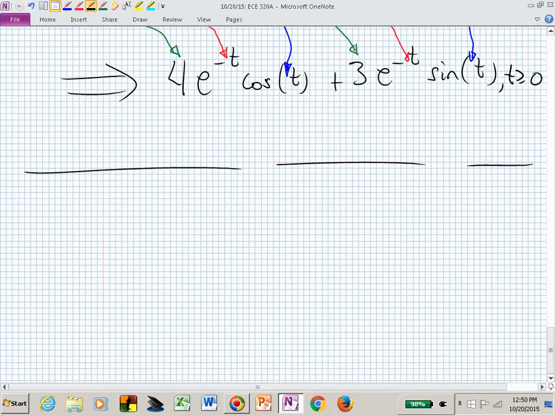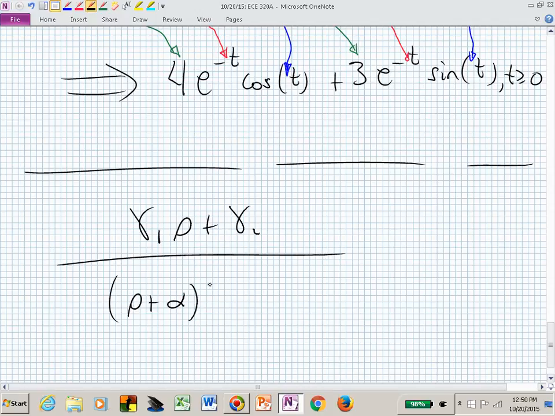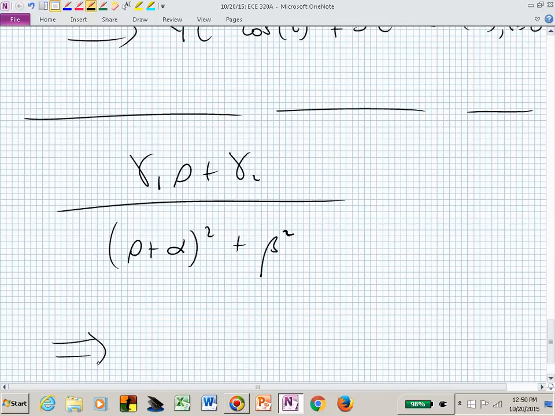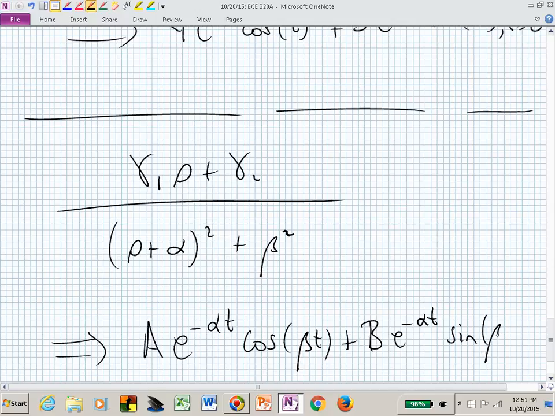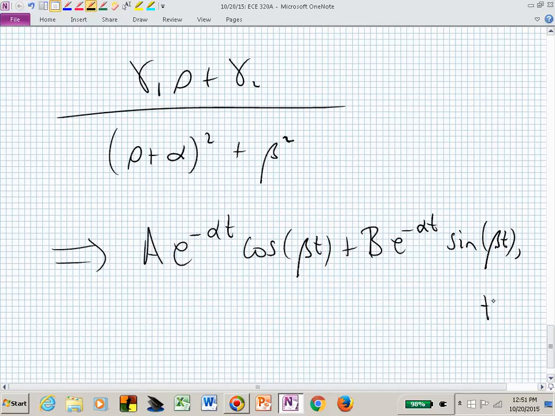So, if you have something like alpha s plus, why am I using alphas? Because I use those all the time somewhere else. Let's say that I have gamma 1 s plus gamma sub 2 over s plus alpha squared plus beta squared. Then automatically you can say, oh, my structure is A e to the minus alpha t cosine of beta t plus some B e to the minus alpha t sine of beta t, and that's for t greater than or equal to 0.